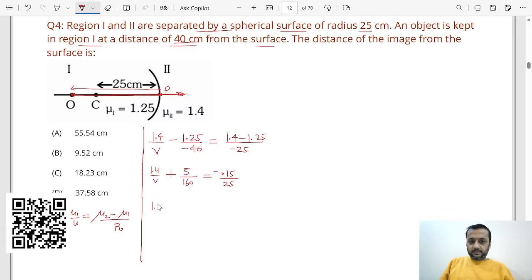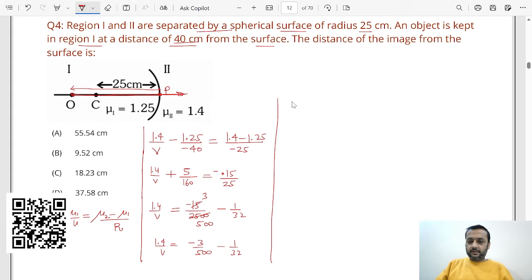So this becomes 1.4 by v. And this is how much? You can write 15 upon 2500, and this will come on the right side. 5 by 160 is how much? 5 by 160 is 1 by 32. So this is 5 into 3, 5 into 500. So we get minus 3 by 500, and minus 3 by 500 minus 1 by 32 is the value we are getting for 1.4 by v. Now this is just calculations. So if you see, this minus 3 by 500 can be written as minus 6 upon 1000.